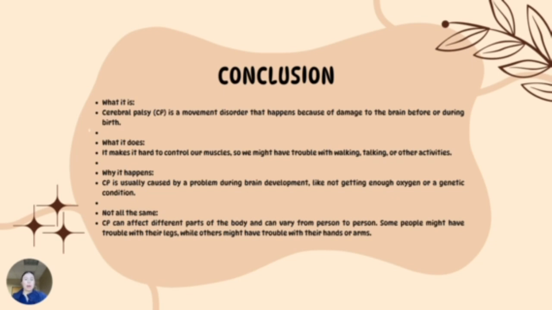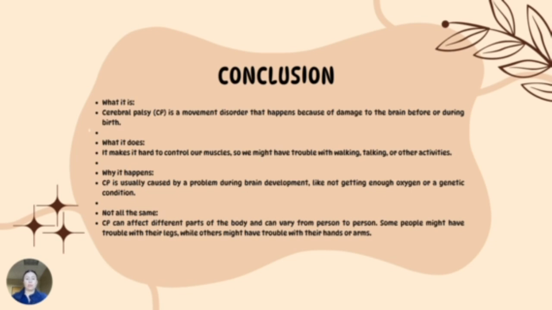So, in conclusion, as a reminder, cerebral palsy is a movement disorder that happens because of damage to the brain before or during birth. It makes it hard for children to control their muscles, so they might have trouble walking, talking, and doing other activities, whether physically or interactively. It usually is caused by a problem during brain development, not getting enough oxygen to the brain, or a genetic condition. Cerebral palsy can affect different parts of the body and can vary from person to person. So, not all children diagnosed with cerebral palsy will be the same. Every child's case is different.